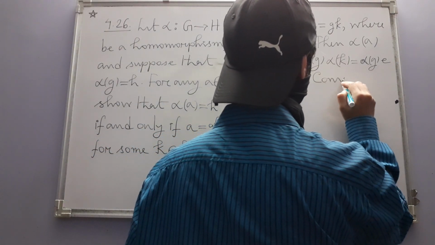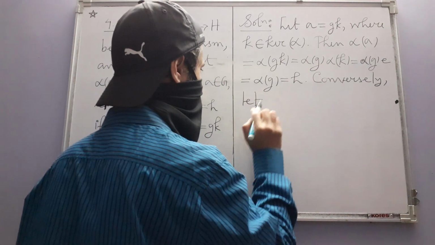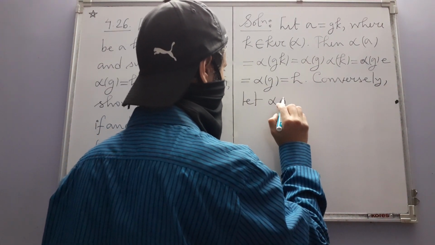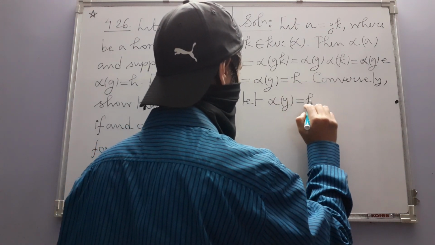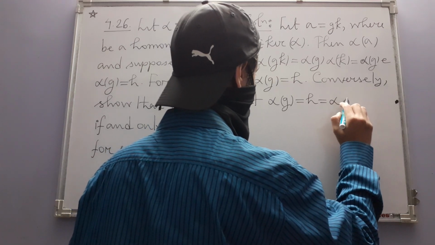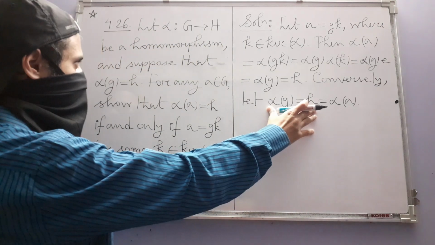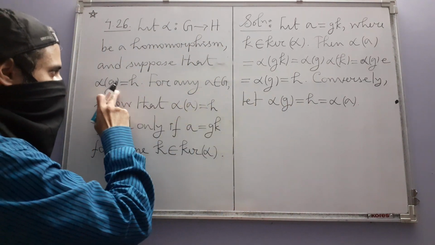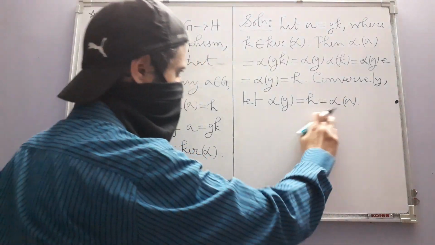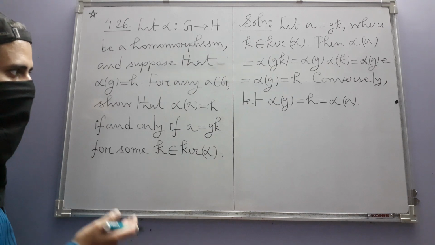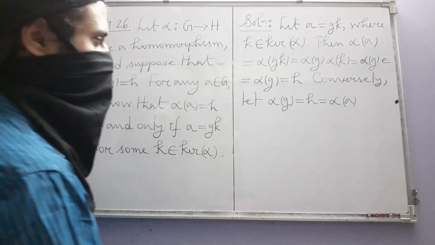Conversely, let alpha of G be equal to alpha of A. That is, actually this is already something we have. This is a part of our hypothesis. But what we are now assuming is this: A is an element in G whose alpha image is also equal to H.